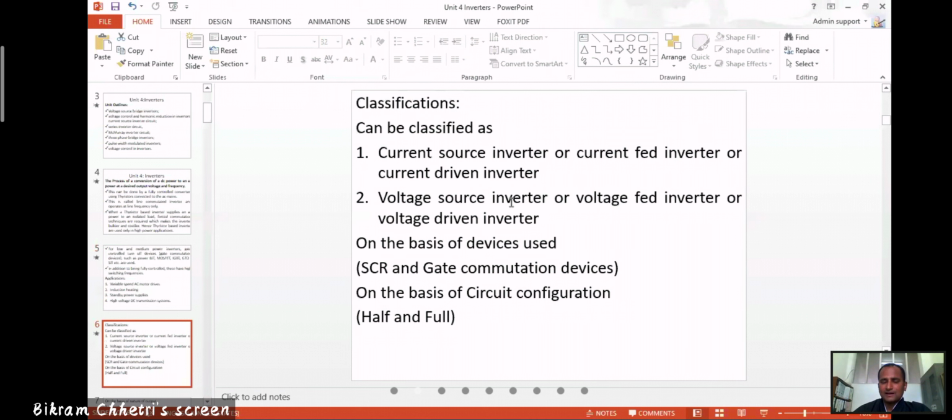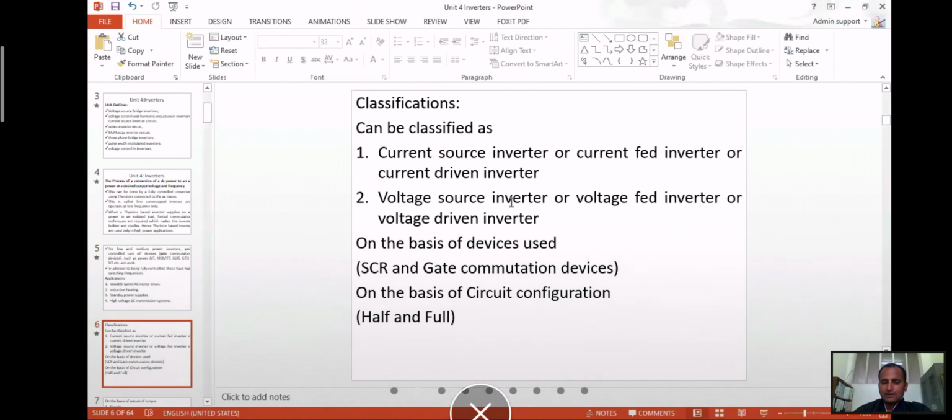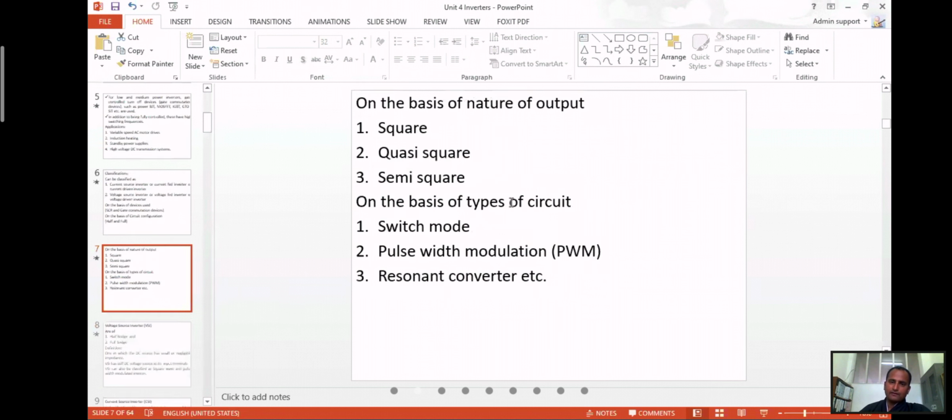On the basis of the devices used, whether they use an SCR or gate commutated devices: for high voltage they use an SCR, but for low and medium voltage they use gate commutated devices such as power BJT, MOSFET, and IGBT. We can also classify based on the circuit configuration, whether it is half bridge or full bridge.